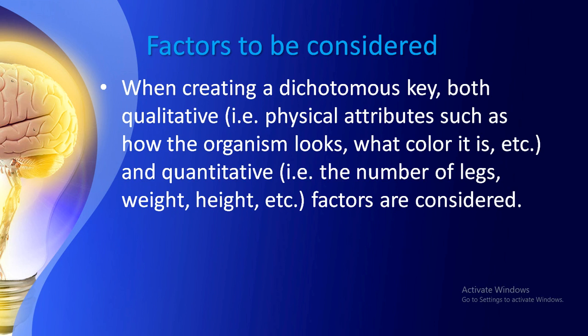So there are two factors which are involved in identifying an organism. One is the qualitative and the other one is the quantitative factors. As their names describe, qualitative means the physical characteristics, and quantitative means the numbers, the quantity of their characteristics, like for example, the number of legs, weight, height, etc.